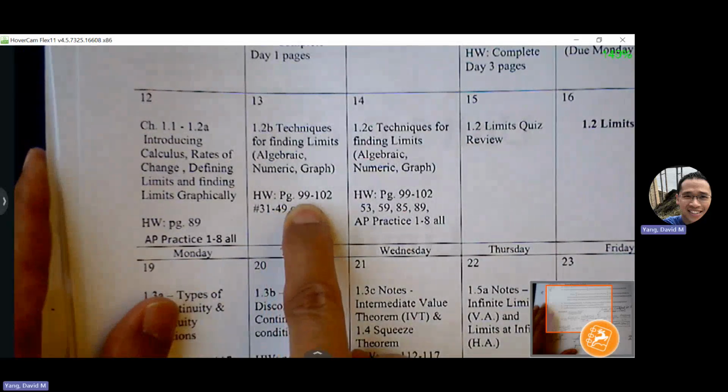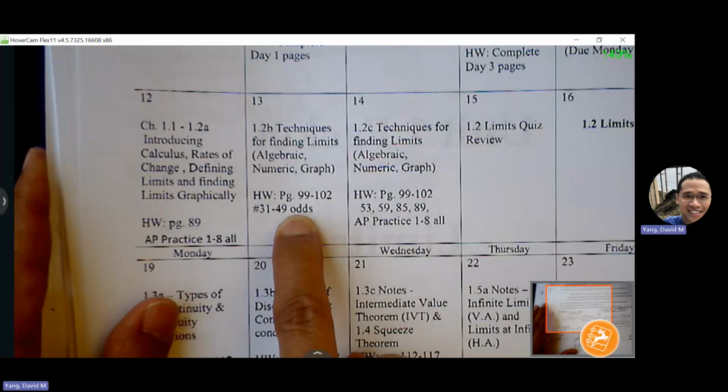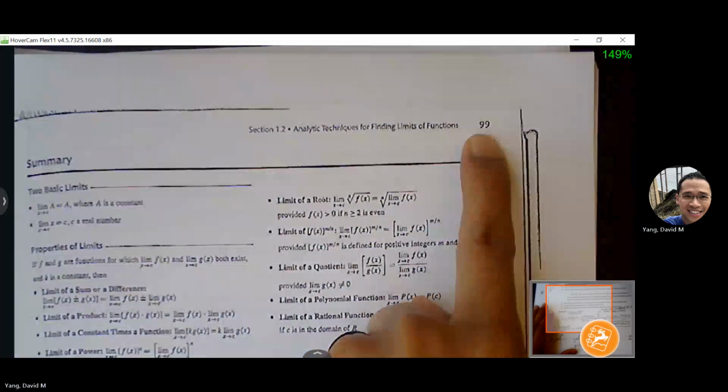Your homework, if you look at it, says page 99 to 102, 31 to 49 odds. So that's going to be on your exercise page. Should be right after. Here we go. Page 99 to 102, 31 to 49.